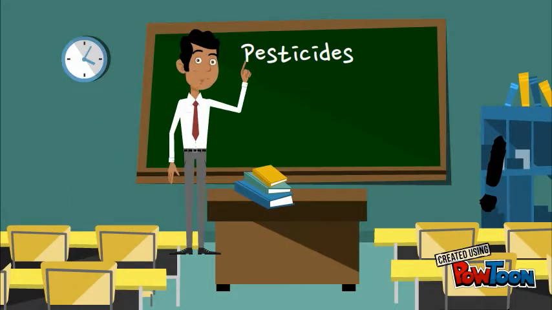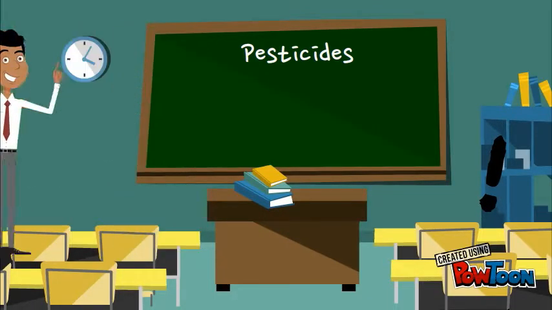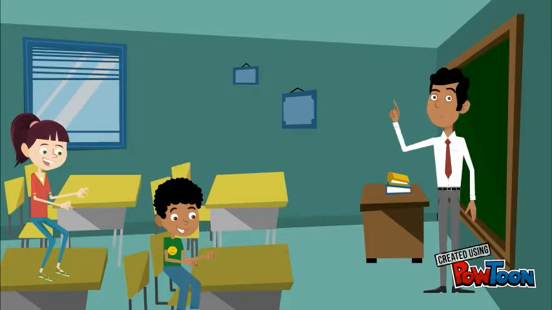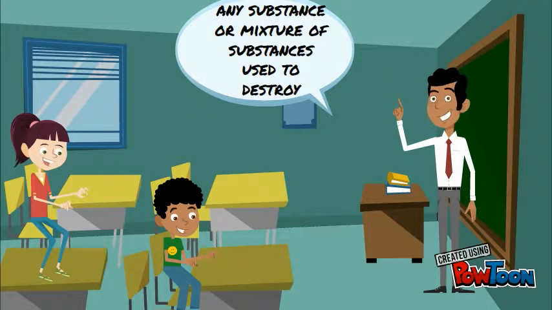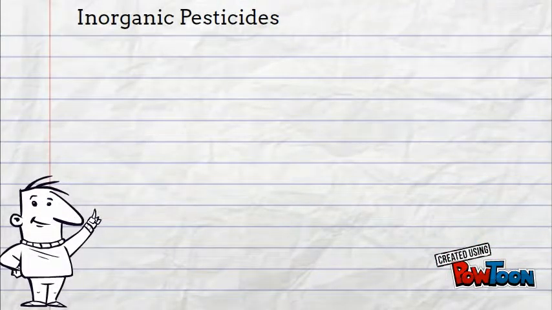You may be wondering what exactly pesticides are. Put simply, a pesticide is any substance or mixture of substances used to destroy, suppress, or alter the life cycle of any pest. A pesticide can be naturally derived or synthetically produced. Even some species of bacteria can be considered pesticides.